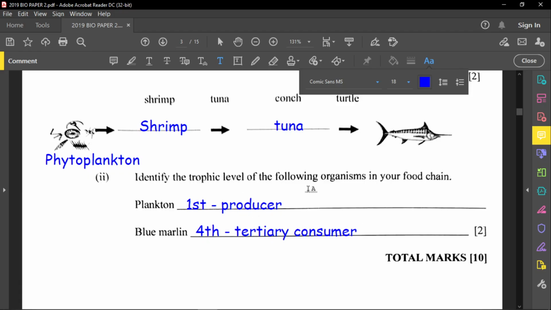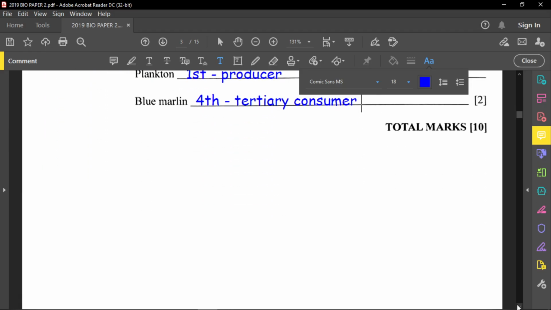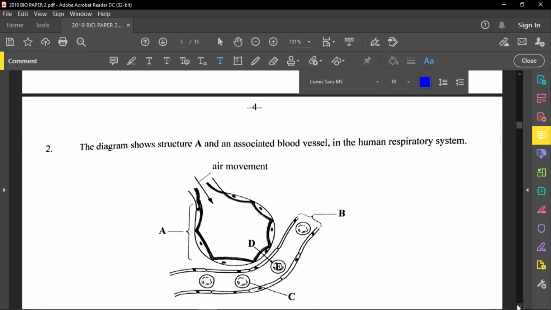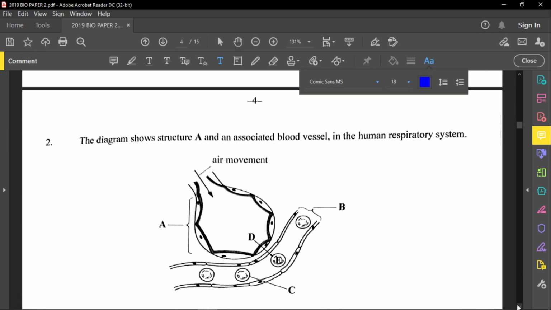All right. Now, one thing to point out, food chains do not show omnivores, just to point that out, because omnivores eat both plants and animals, and a food chain only shows one feeding relationship, which means only one food source, okay? One food source. So just to point that out. All right, so you can make notes of that information. So let's go to question number 2.